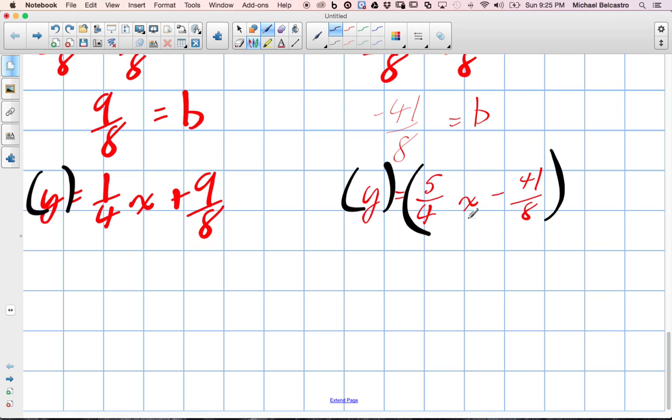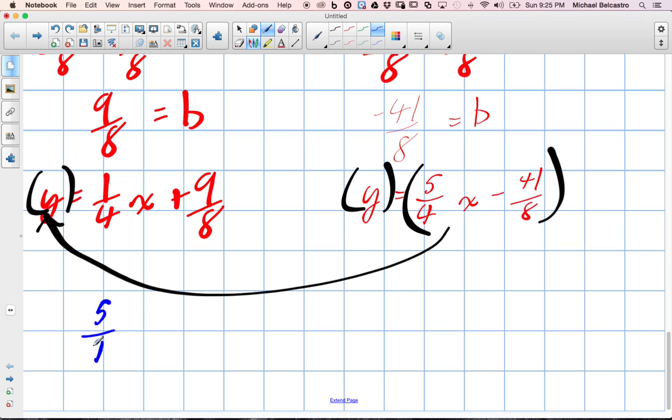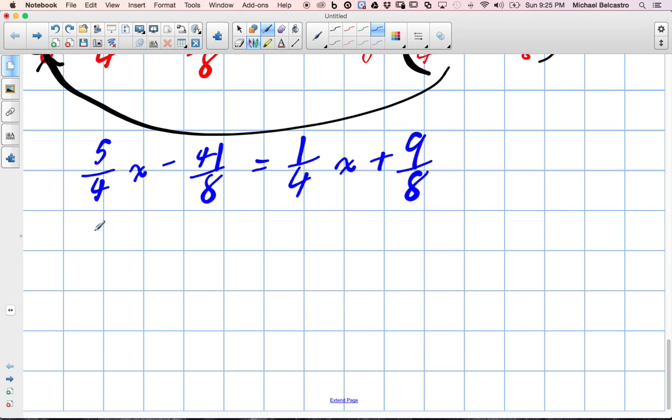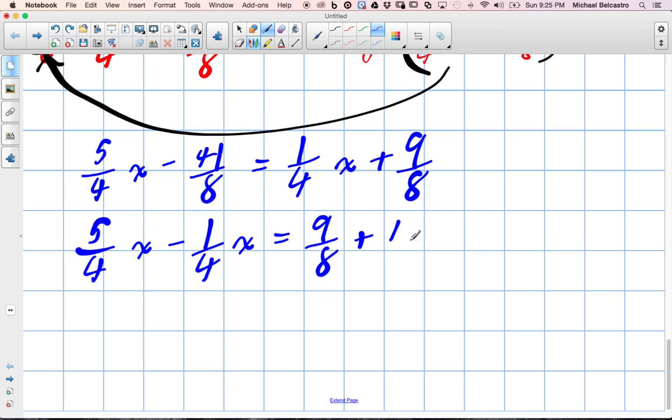Think of it like we're taking this value and plugging it in for the y value over here. So I guess we'll do this part in blue. We'll get 5 over 4x minus 41 over 8 is equal to 1 over 4x plus 9 over 8. At first we're going to solve for our x value. I want both my x values on this side, so we get 5 over 4x minus 1 over 4x is equal to 9 over 8. And then when I bring 41 over, it becomes plus 41 over 8. We subtract, we get 4 over 4, which is essentially 1x. So that works out really well. We're right down to x.